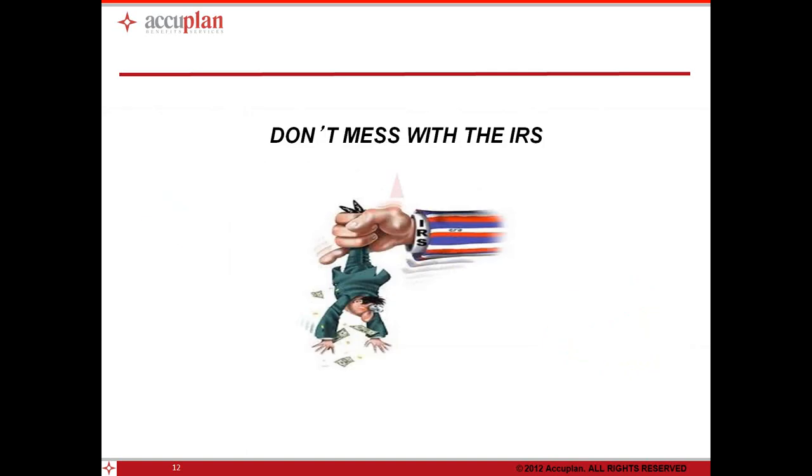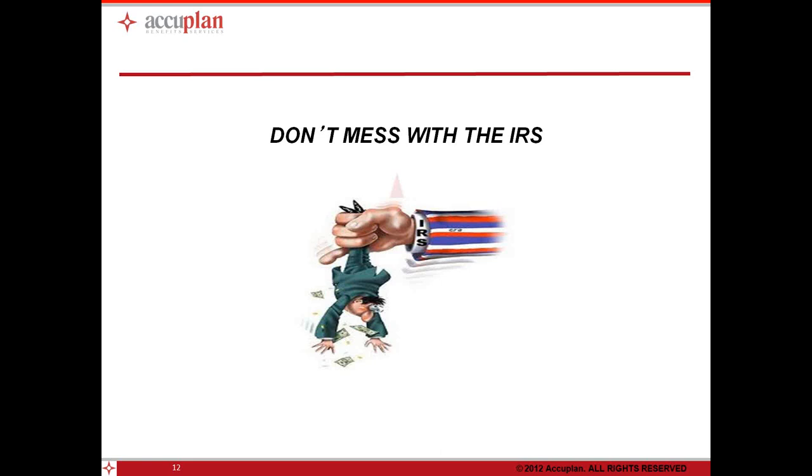So in essence, when you look at Internal Revenue Code 4975, you do not want to take any shortcuts or cut any corners, because they are turning over every rock to see if there are any tax cheats out there, and they are looking at self-directed plans. So it's not worth it based on what the penalties would be.